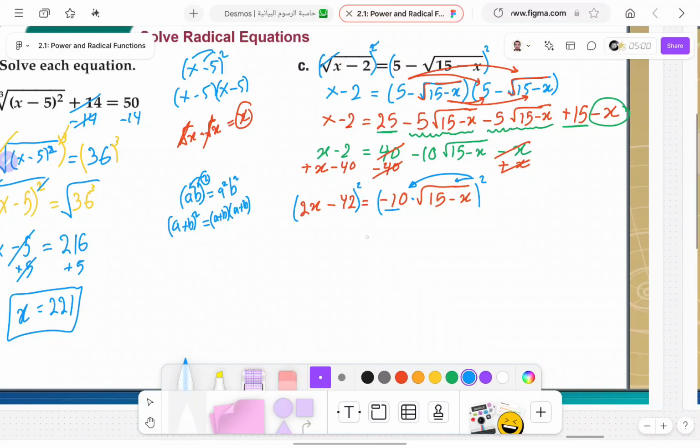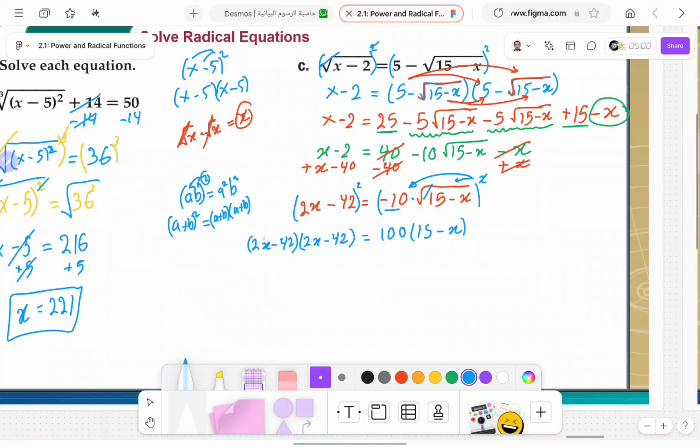So now if I distribute the 2 here, it will be 100, negative 10 squared is 100, and the square will cancel the square root, so it will become 15 minus x. Okay, and this bracket here is squared, so I have to write it twice. So 2x minus 42, and here 2x minus 42.